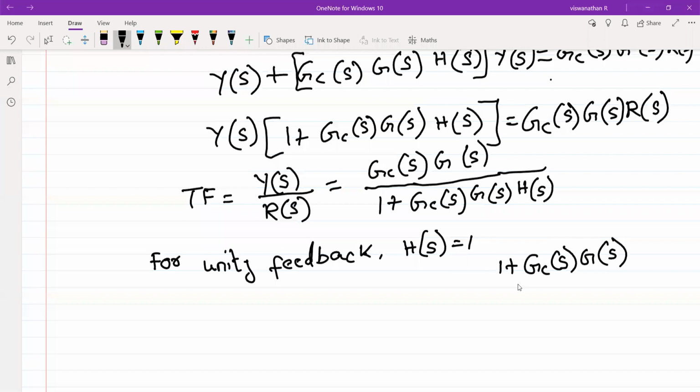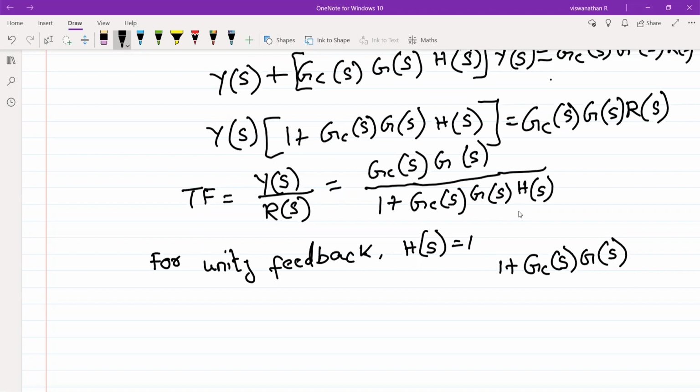Negative, sir. The roots, I have just taken H of S equal to 1. You know the poles must be negative for the system to be stable. So I'm just taking the denominator of this transfer function, 1 plus GC of S multiplied by G of S. The roots of this equation must be negative. Then only the system would be stable.